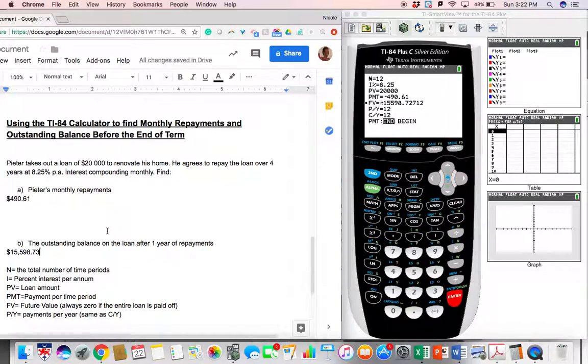So just to clarify here at the end, if Peter's paying back $490.61 each month for 12 months, so he's only gone 12 months, he will still owe this much on the loan. It will take him 3 more years to finish paying off all of the money that he's required to pay. And that's it. I hope that helped.